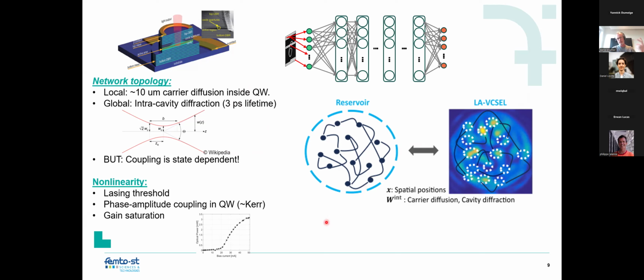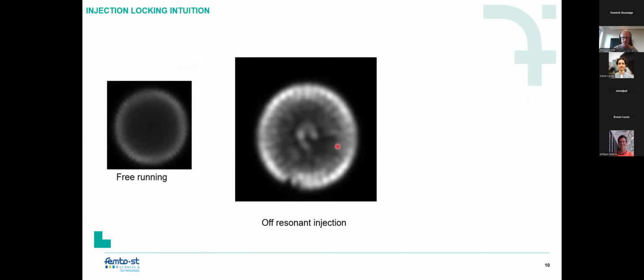So the second ingredient we need besides coupling is the nonlinearity, and semiconductor lasers are full of them: lasing threshold, a phase amplitude coupling similar to the carrier effect but on much slower timescales, and gain saturation. So this is why we dare to do this kind of analogy, that a non-optimized large area multimode VCSEL is similar to a reservoir as we have seen it in the previous slide.